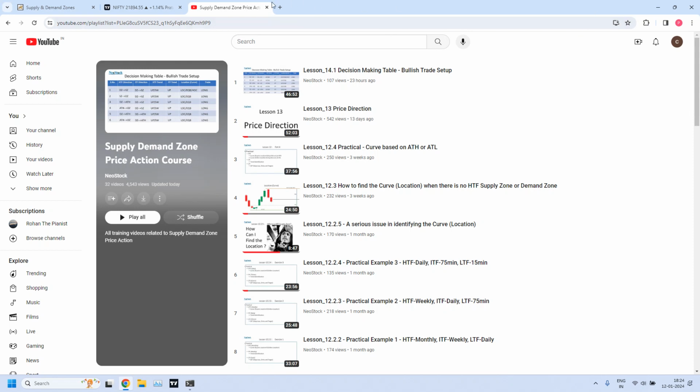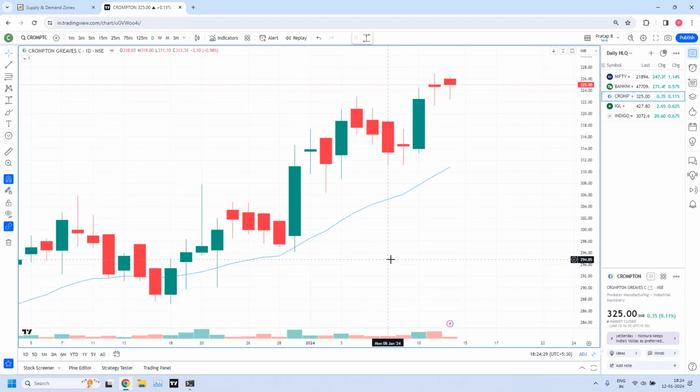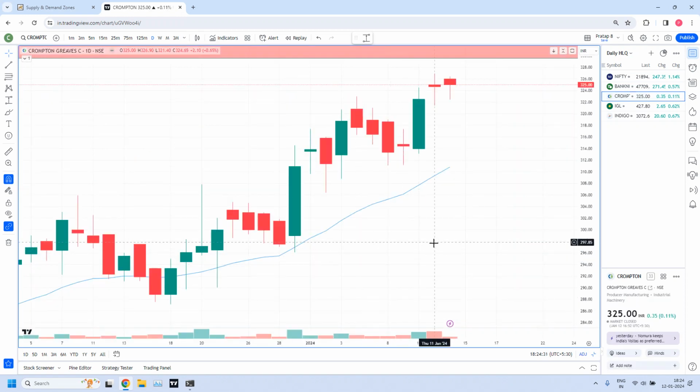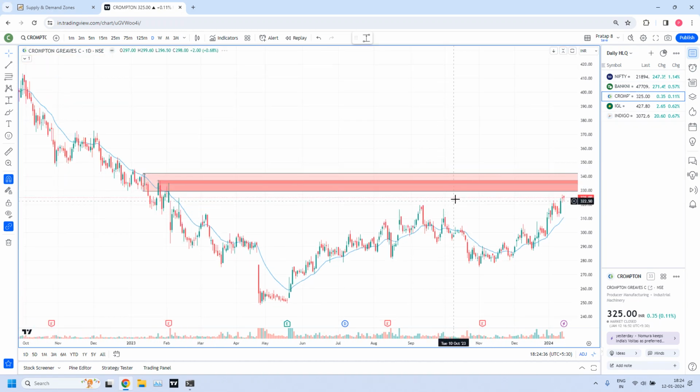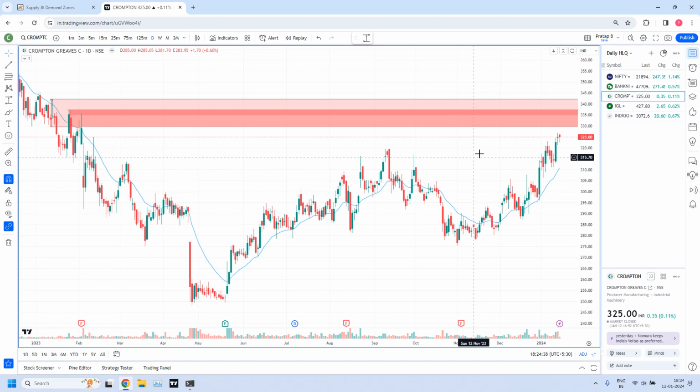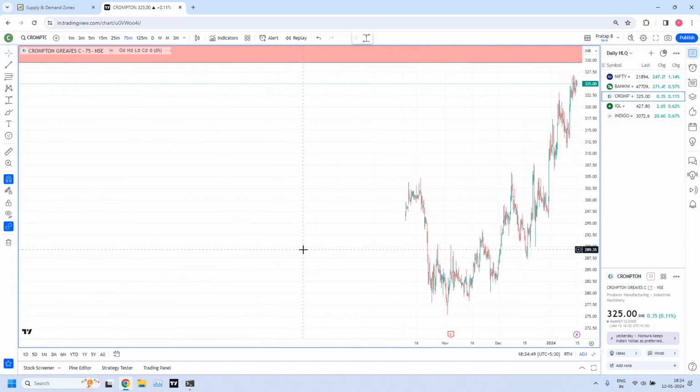Now let us get into our analysis part. Yesterday we identified 3 high liquidity zones. The first one is Crampton. Prices haven't entered into this high liquidity daily supply zone. This is a daily high liquidity supply zone. We have fine tuned inside with 75 minutes. Let me show you how I fine tuned.